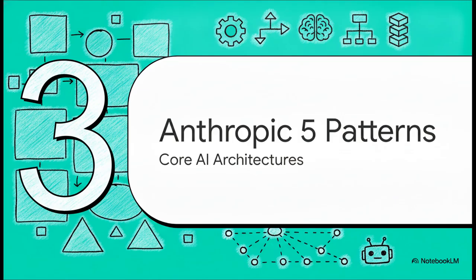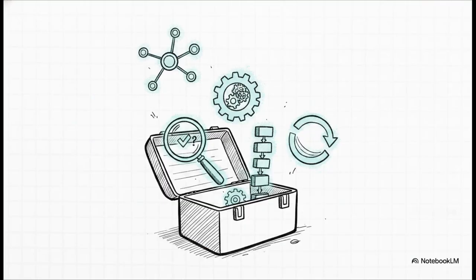Let's see how one of the biggest research organizations in AI categorizes these architectures. They've defined 5 core agentic patterns. Think of these as the absolute essential tools in your AI toolbox. Depending on the bottleneck or the specific problem you're trying to solve, you're going to pull out one, or maybe a combination, of these to get the job done. Let's break them down one by one.